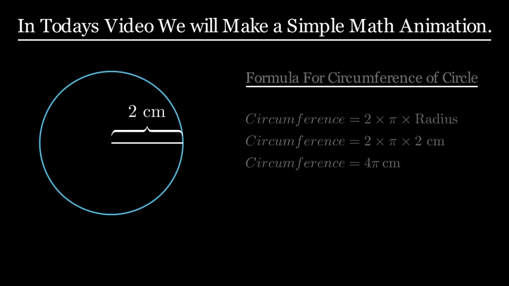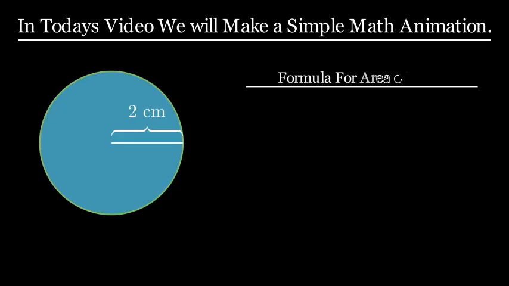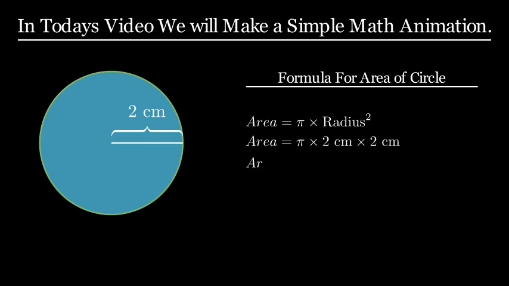Let's discuss the area of a circle. Write the formula for the area of a circle. The formula for the area of a circle is given by area equals pi times radius squared. Now, put our value in for the radius. After multiplication, our result is 4 pi square centimeters.